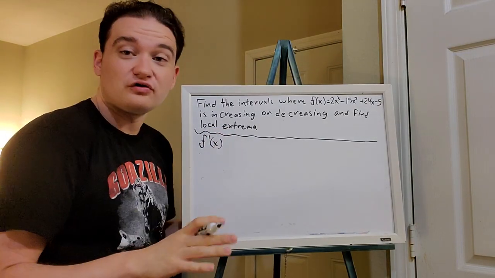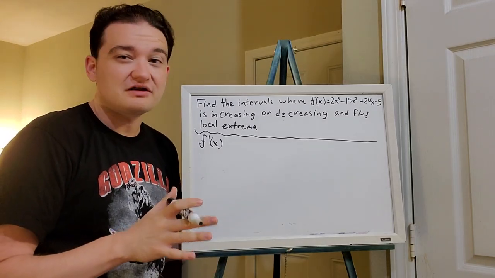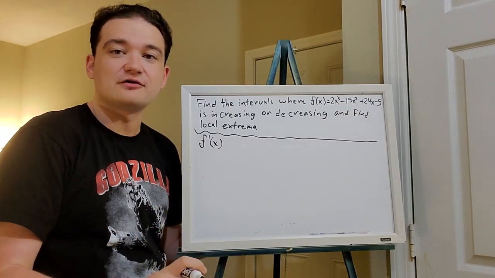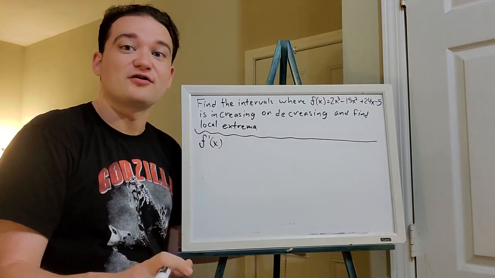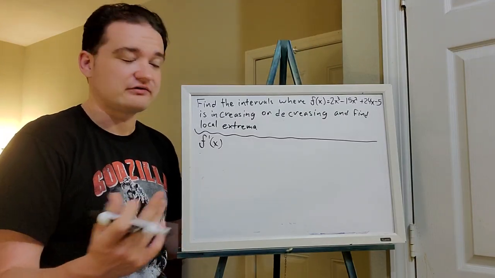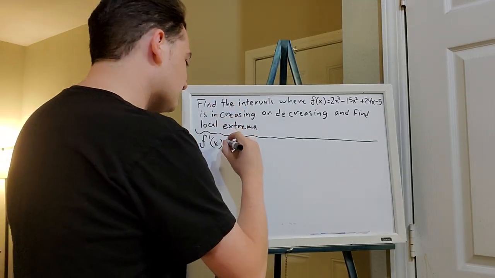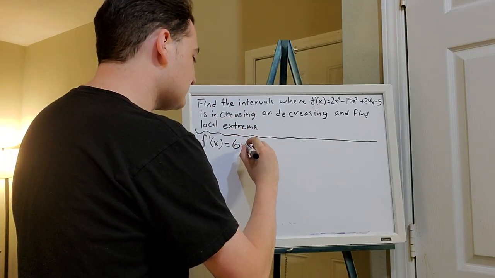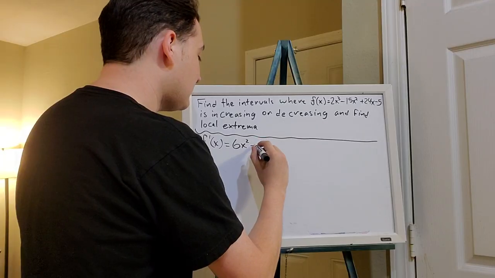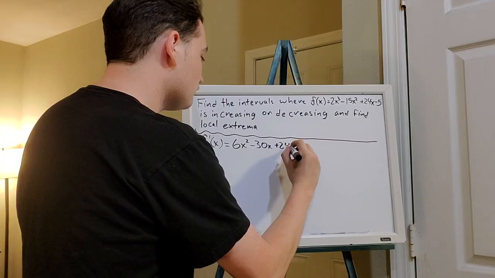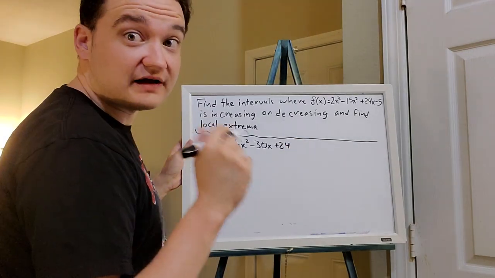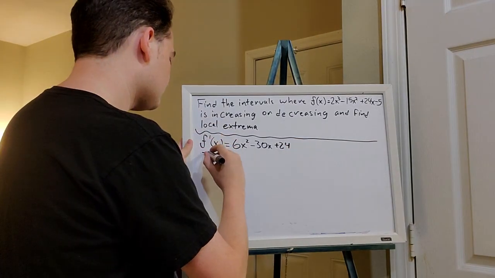Generally, just for this whole chapter 4, the first thing you should be doing is finding the first derivative. That's 3 points from me. Just find the first derivative, sometimes even the second derivative. The first derivative for this one is 6x squared minus 30x plus 24. Now, we want to find where this is increasing.